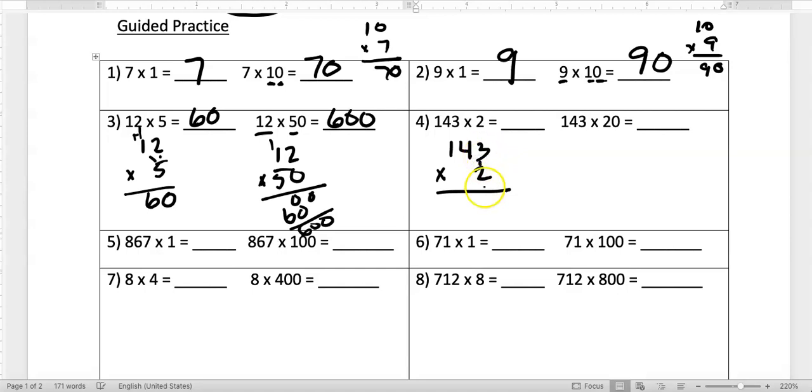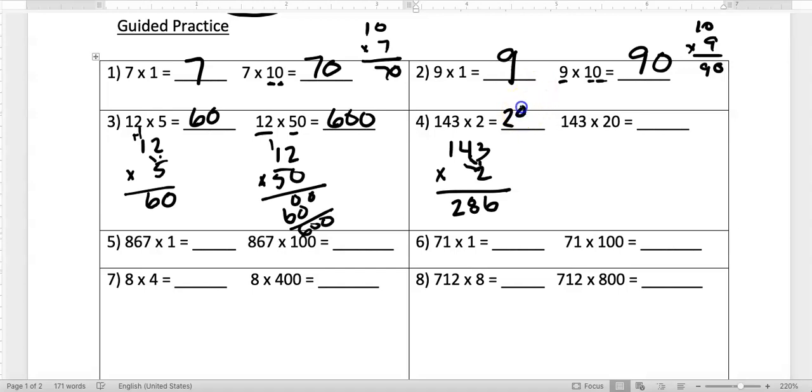Starting in the ones place, 2 times 3 gives me 6. 2 times 4 gives me 8. 2 times 1 is going to give me 2. So 143 times 2 is going to get me 286. That looks a little sloppy. Let me go bring it back.